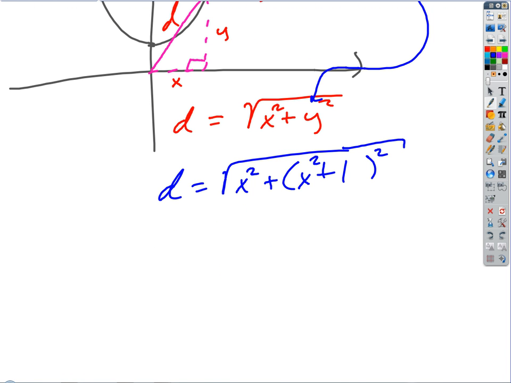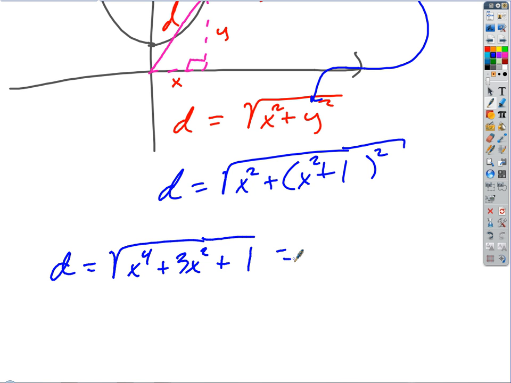Let's do this. What is x squared plus 1 quantity squared? X to the 4th, plus 2x squared plus 1, but then plus another x squared is plus 3x squared plus 1. If we want to differentiate this, what do I have to do with the radical? Oh, the 1/2 power. Okay.